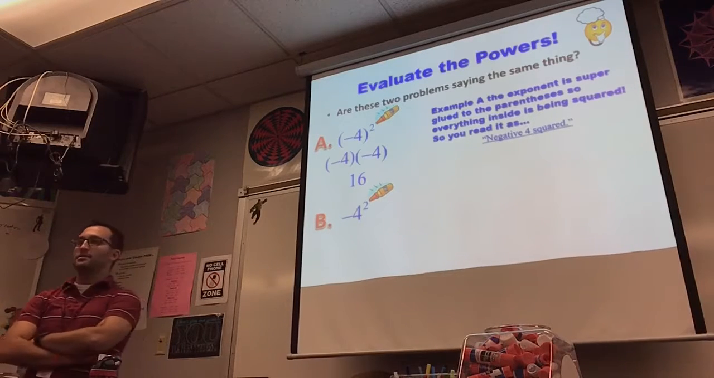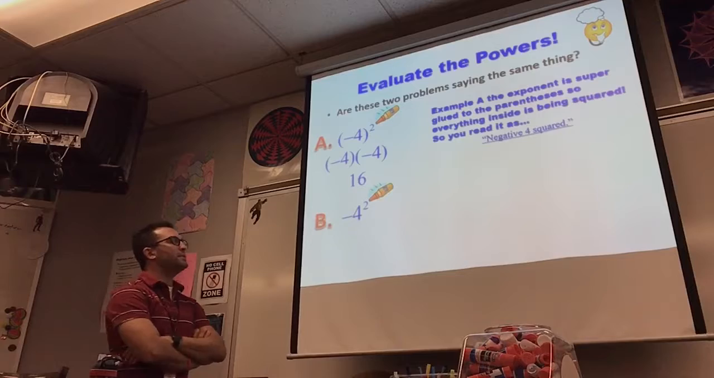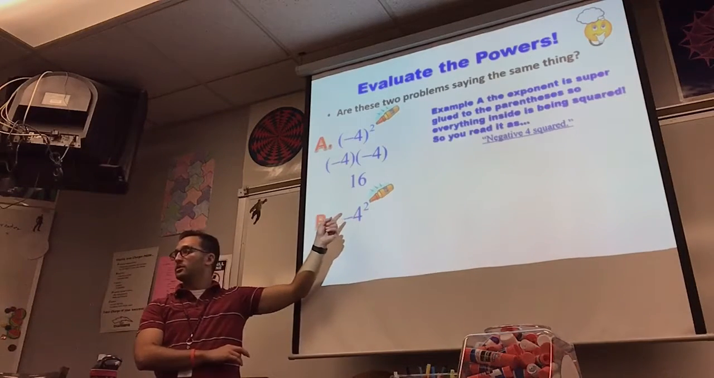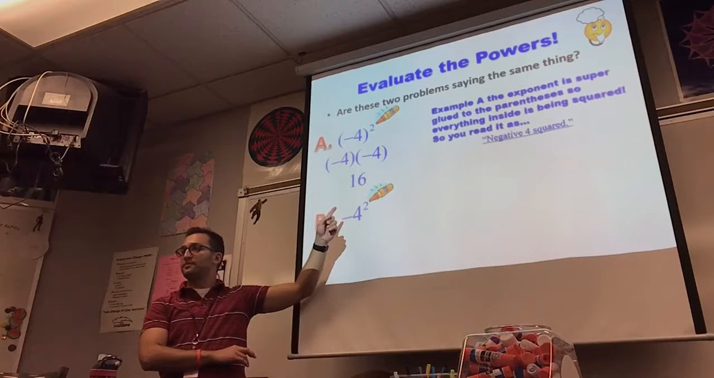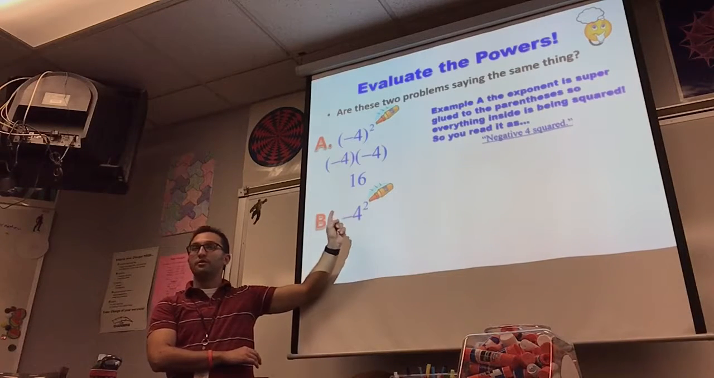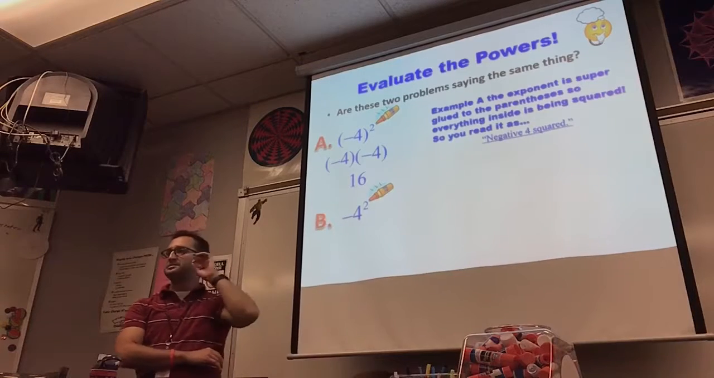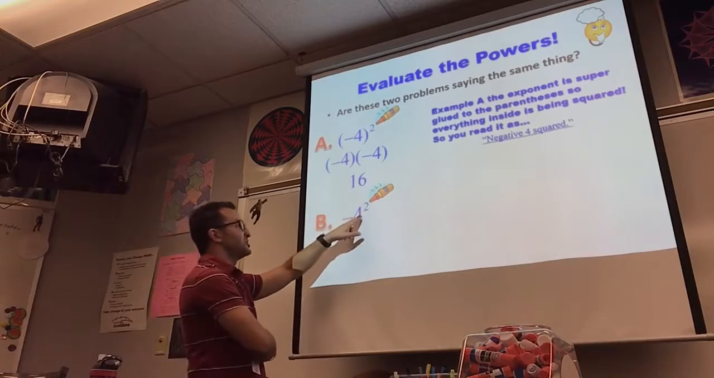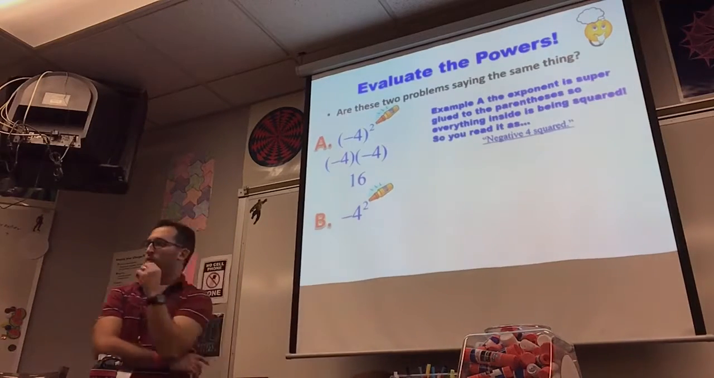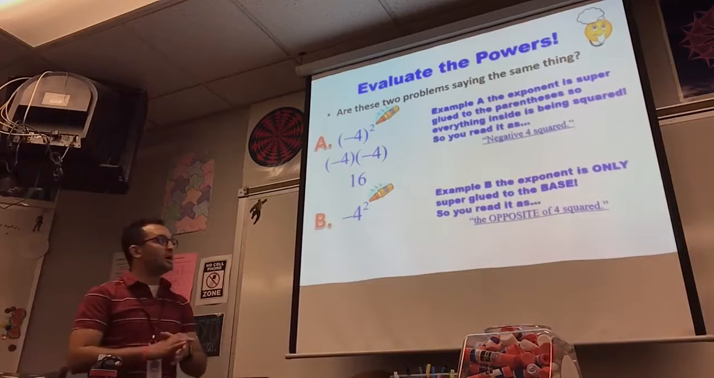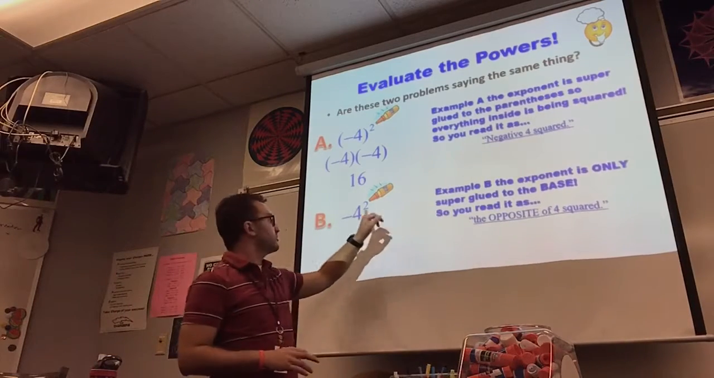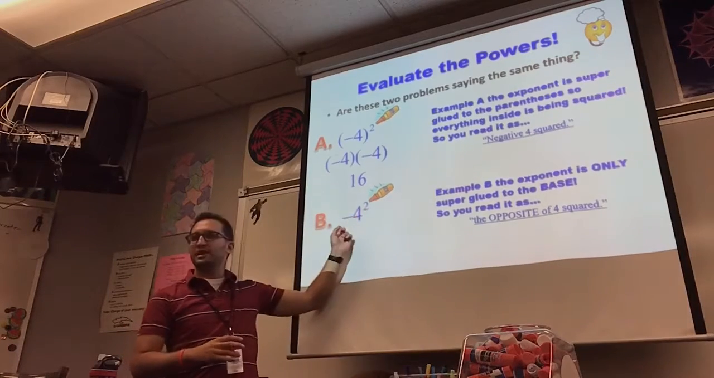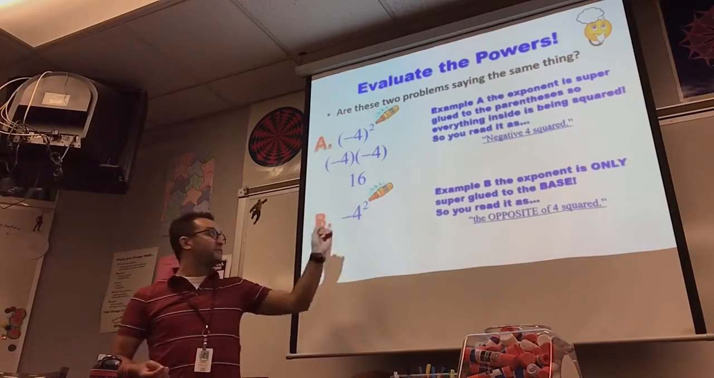That's different than letter B. What is the exponent glued to here? Careful. It's not glued to the -4. It's glued to the 4. The negative is not the base in this problem, because the exponent is glued to whatever it's touching. Is it touching this negative? No. It is only touching the 4. It is just superglued to the base. You would read this as the opposite of 4 squared. Another way you could say this is 4 squared with a negative sign.